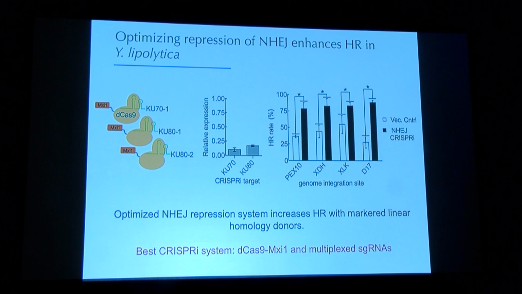And these values for homologous recombination, with 1,000 base pairs of homology regions on either side of the gene, are approaching what we see with knocking out KU70 itself. So this repression overall is, I think, quite strong.